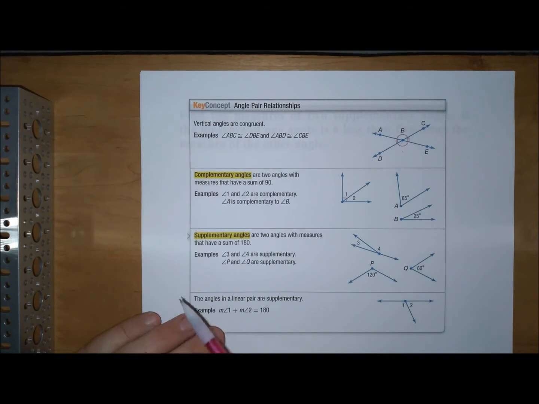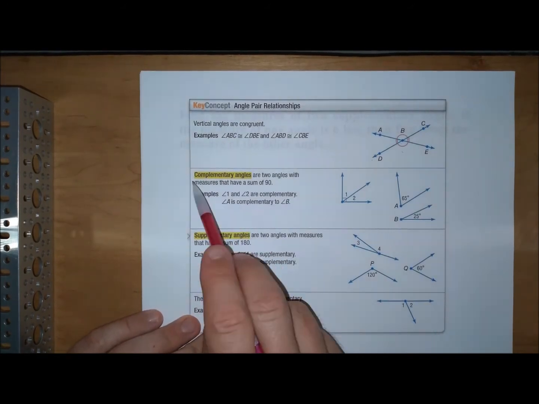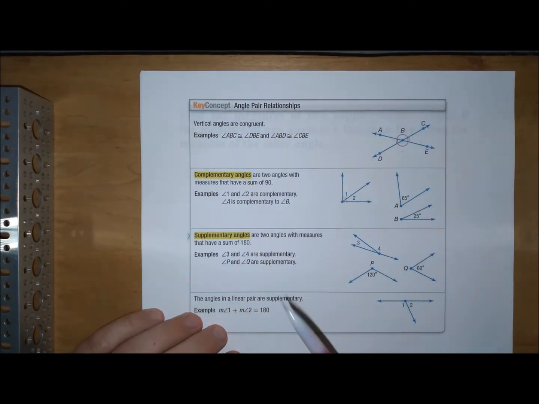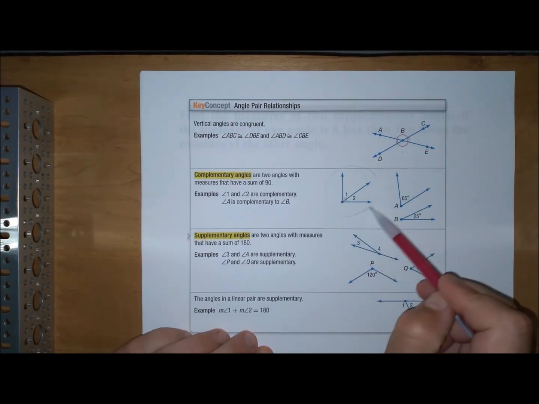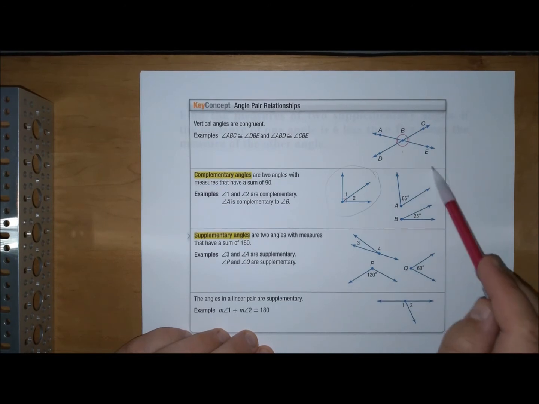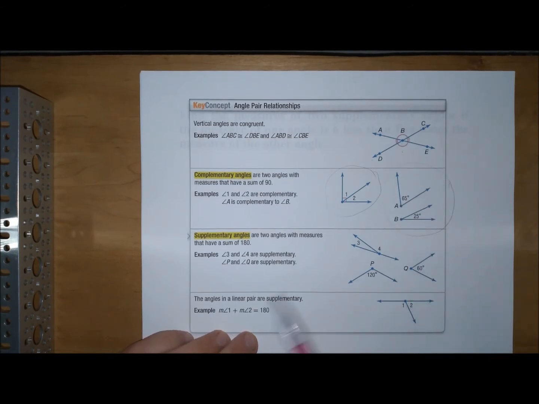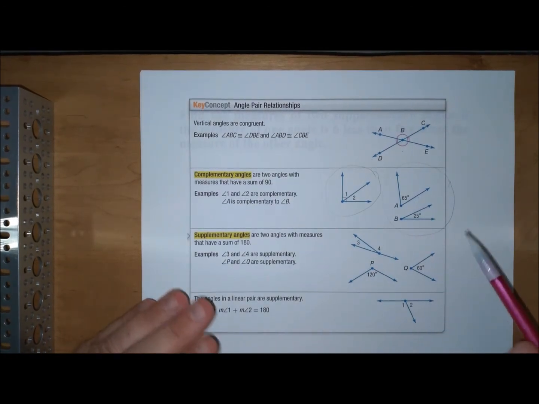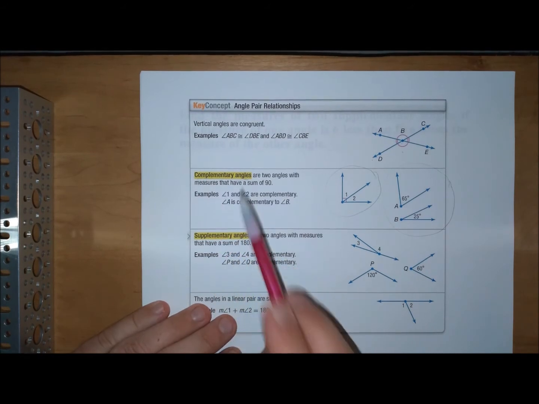Okay. Now, complementary angles. I don't know if you have heard this term before, but complementary angles are two angles with measures that have a sum of 90 degrees. They may be adjacent, as in this case, or they may be non-adjacent. Okay, I could have angles that have nothing to do with each other. They're far apart. But if together they add up to 90, then they're complementary. Okay?